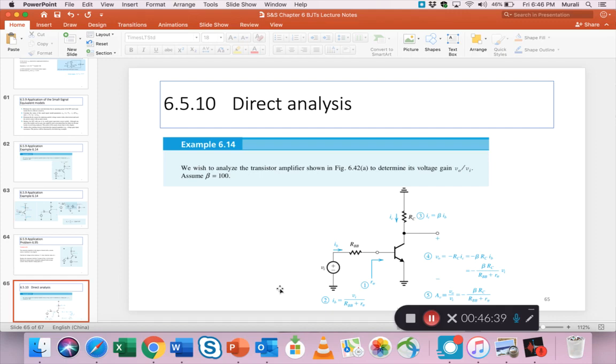So the writer says in the textbook, hey, I taught you about the models, the pi model and the T model. It's great, you should know that. But more important, you should be able to apply those ideas directly to the given circuit without actually drawing those models. As long as you understand the concept and you know the relationships, you can go through this 5-step process: 1, 2, 3, 4, 5. Okay, and we'll do an example also using the direct analysis.